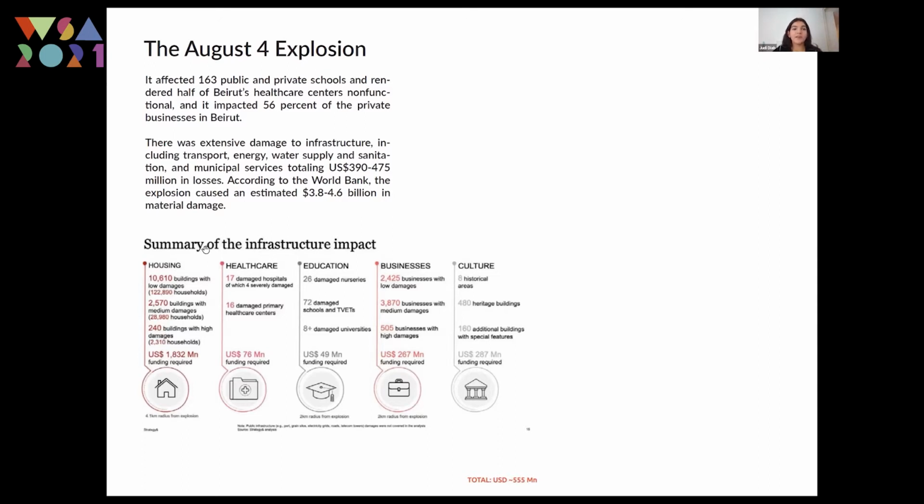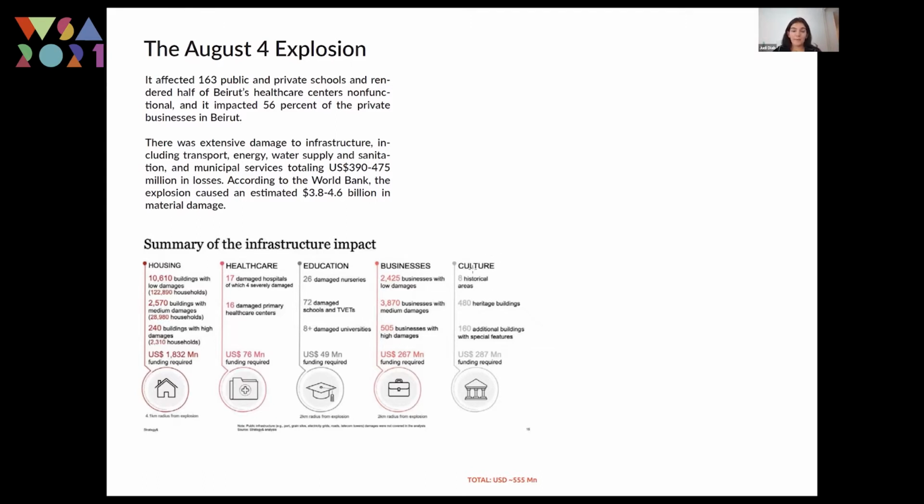So here you can see a summary of the infrastructure impact, housing definitely being the most impacted area, but as well as healthcare with 17 damaged hospitals, the majority of which are in central Beirut, education, 26 damaged nurseries, 72 damaged schools, 8 damaged universities, and businesses with over 2,400 businesses with low damages, almost 4,000 with medium damages, and 500 with high damages, almost unable to reopen.